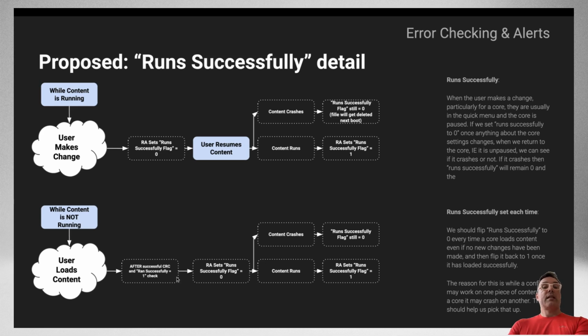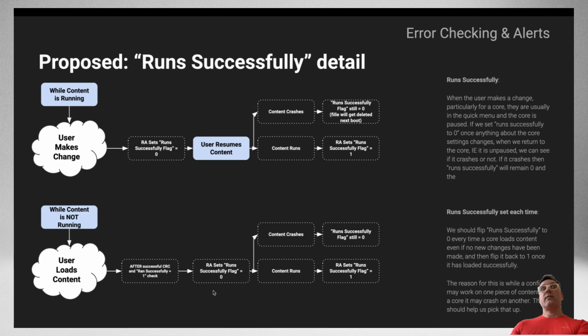And so by setting it every time a game loads, a piece of content loads on a core, if the first thing we do when we transition from RetroArch into the core is set the flag to "doesn't run successfully," then as soon as it loads in, it sets it to 1, then we know that the settings are good. And the more times that happens, eventually, presumably you go through all your content for that core, all your PlayStation games, then it's never going to have a problem.